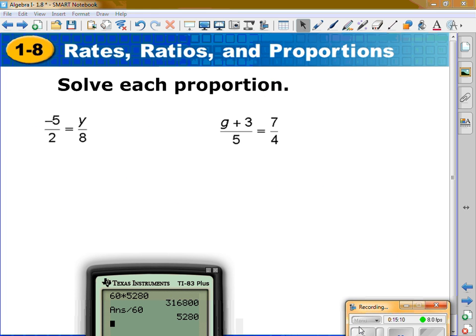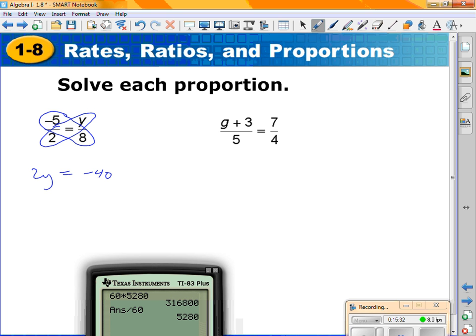Here's two types of proportions. I want you to solve both of these. On this one here, I cross multiply. 2 times y is 2y. Negative 5 times 8, negative 40. Divide by 2, y is negative 20.